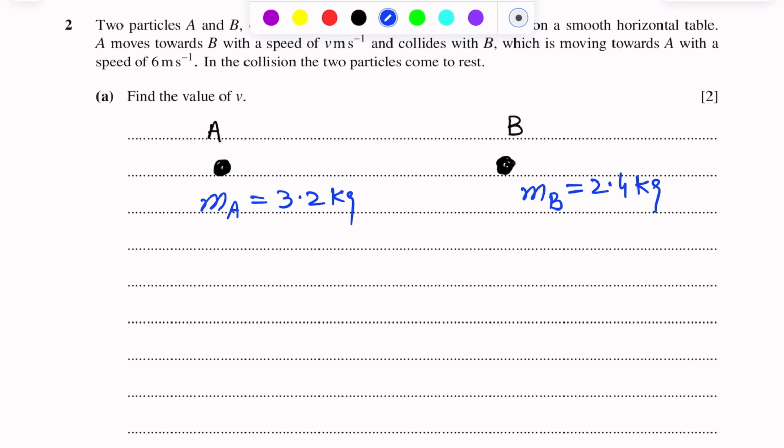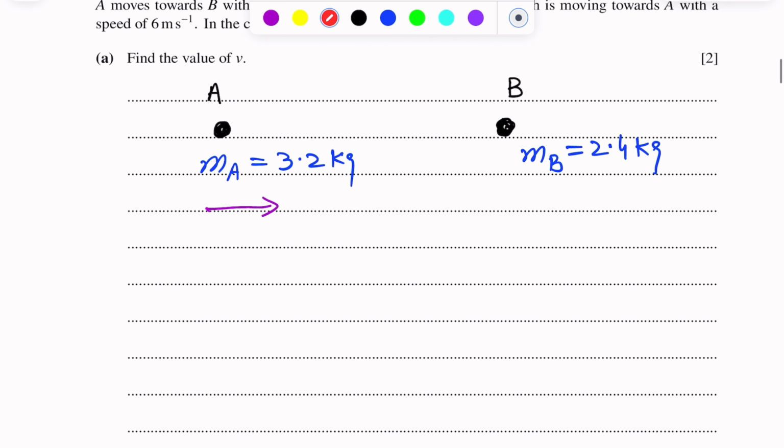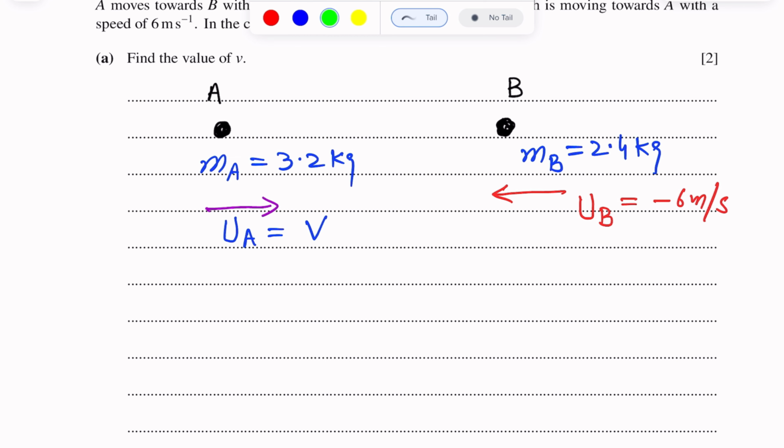The direction of movement of particle A is towards B. The initial speed of particle A, UA, is V, it is given. The movement of particle B is towards particle A, so the initial speed of particle B, represented by UB, will be minus 6 meters per second. The minus sign shows the opposite direction of movement of the particle.